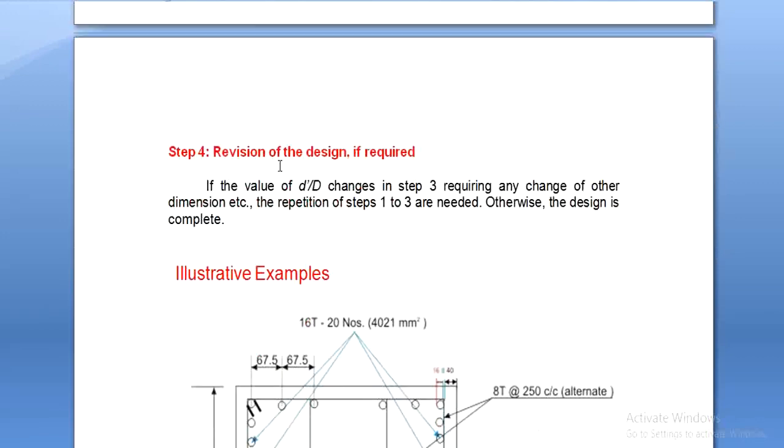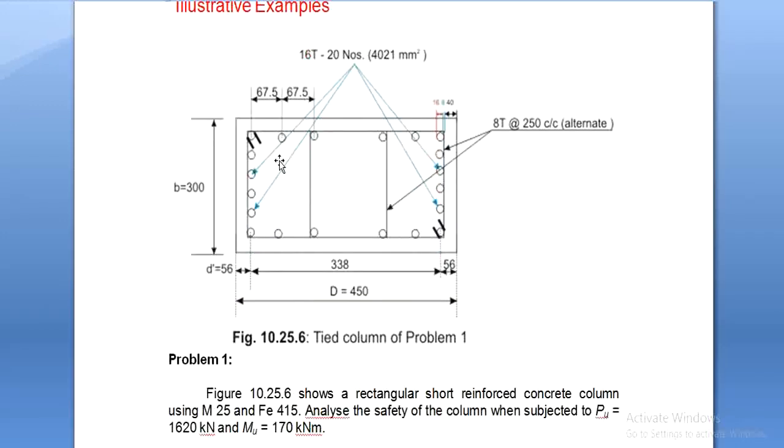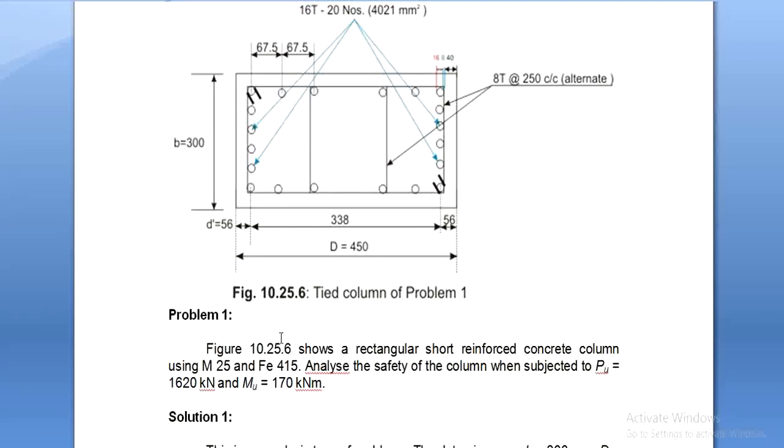There are two types of problems to design the column. One is the analysis type of problem, and the other is the design type of problem. In the analysis type of problem, they are going to give us all the values: grade of concrete, grade of steel, and area of steel. They are going to give the cross-sectional dimensions of the column, and Mu as well as Pu. Mu is the ultimate moment to be carried by the column, and Pu is the ultimate load to be carried by the column.